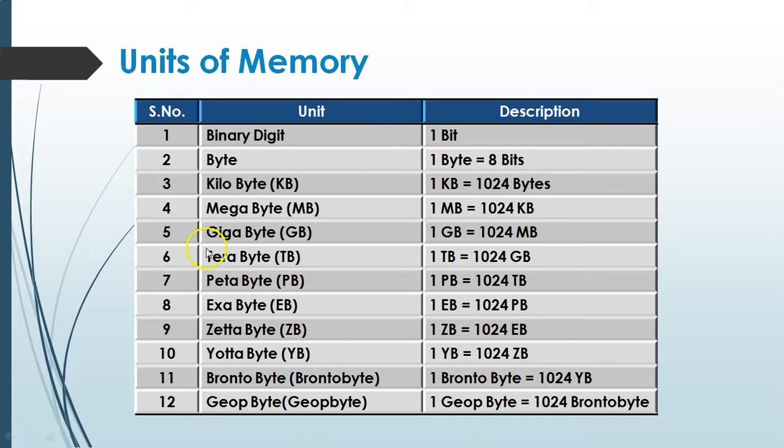So 1 megabyte is 1024 kilobytes, 1 GB is 1024 MB, similarly 1 TB is 1024 GB, and it goes on to petabyte, exabyte, zettabyte, yottabyte, brontobyte, and geopbyte. As per the data-hungry generation, we are getting further and further down the ladder.